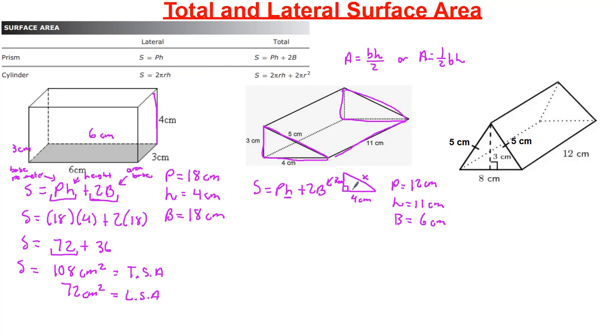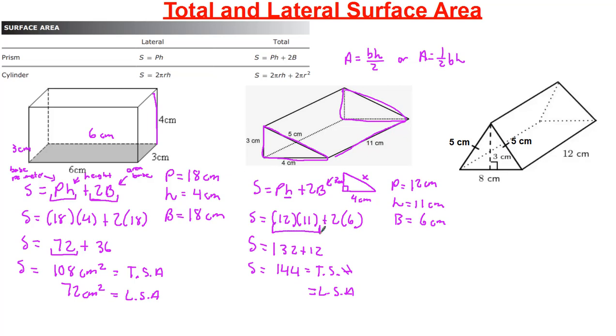Please remember this. Triangles are very, very important. Okay? So now let's plug everything in. The perimeter is 12. The height is 11. 2 is just 2. And the base is 6. So 12 multiplied by 11 is going to be equal to 132 plus 12. So 132 plus 12 is going to be equal to 144. This is going to be our total surface area. So our lateral surface area is going to be just this right here. Okay? Which is going to be equal to 132. And that's going to be centimeters squared, and this was centimeters squared.